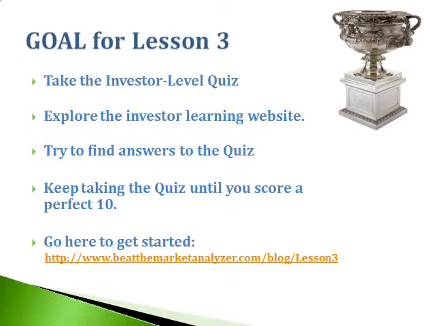Our goal for Lesson 3 is to first take the investor level quiz, which will tell us whether we're a beginner, intermediate, or advanced investor. Then we're going to explore the Investor Learning website, and we're going to try to find answers to the quiz. We'll keep taking the quiz until we score a perfect 10. So if you don't score a perfect 10 on your first try, that's absolutely fine. Just search the Investor Learning website, try to find correct answers to the quiz, and keep taking the quiz until you score your perfect 10.